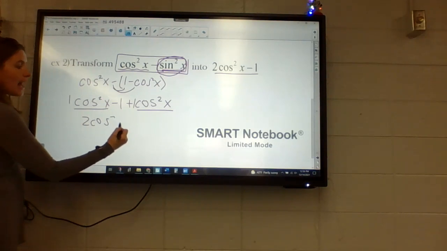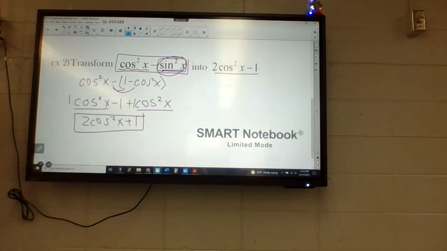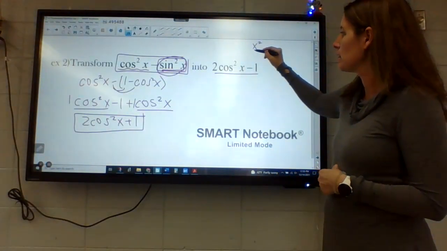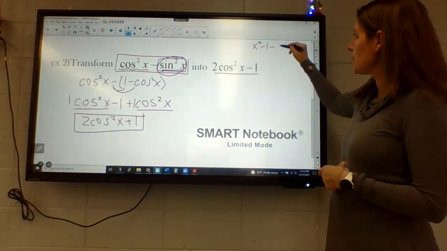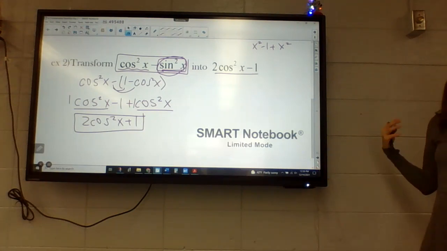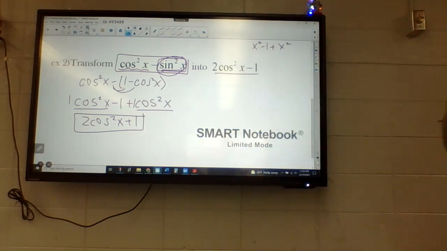Now, we haven't seen anything that looked like this before, with cosines and sines. But essentially what this is saying is if I had x squared minus 1 plus x squared, you would call that 2x squared. This is just treating these cosines like a variable, just by itself. Yep. It should be -1, thank you.